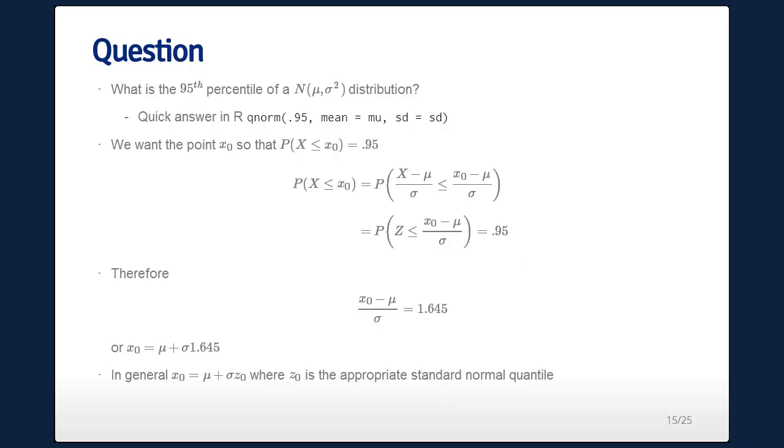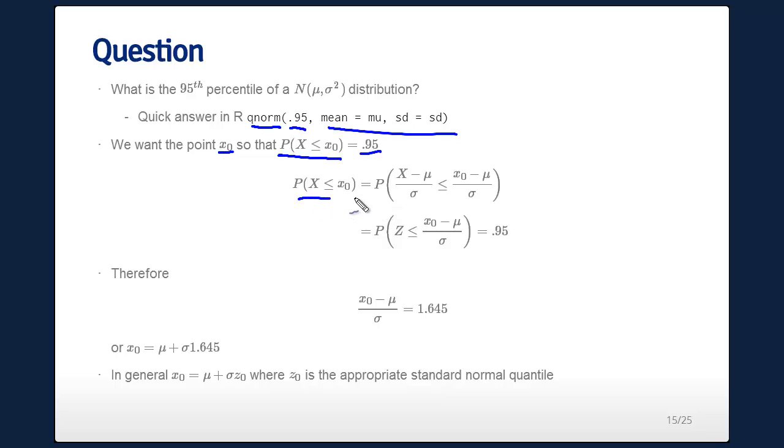So let's do a simple question. What's the 95th percentile of a normal mu sigma squared distribution? If you have R, the quick answer is qnorm(0.95, mean, sd). Or if you want to do the calculation and revert it back to a standard normal, we want the point x naught so that the probability x less than or equal to x naught is 0.95.